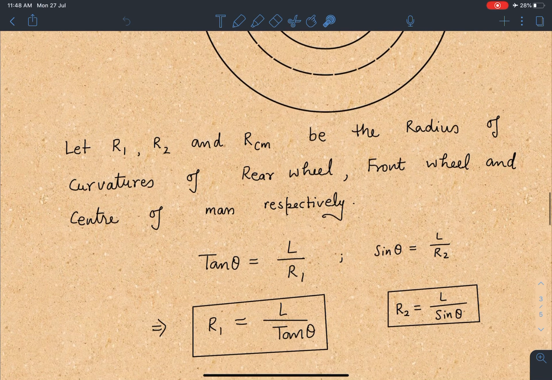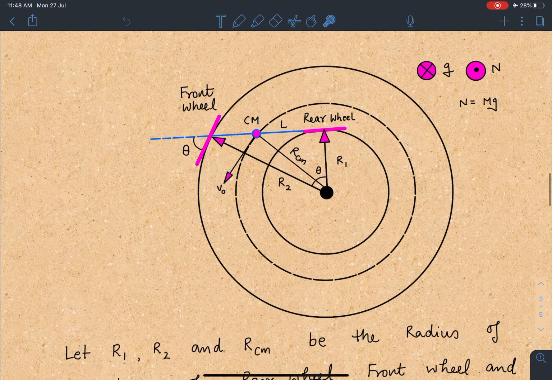So as you can see here, I'm assuming R1, R2, RCM be the radius of curvatures of rear wheel, front wheel and center of mass respectively. Then you can see this geometry here. This length is L, and if this angle is theta, this is going to be 90 minus theta. Sorry, this angle is 90 here. This theta, this is 90, and this angle is going to be 90 minus theta. And if this angle is 90 minus theta, we can say here angle is going to be theta.